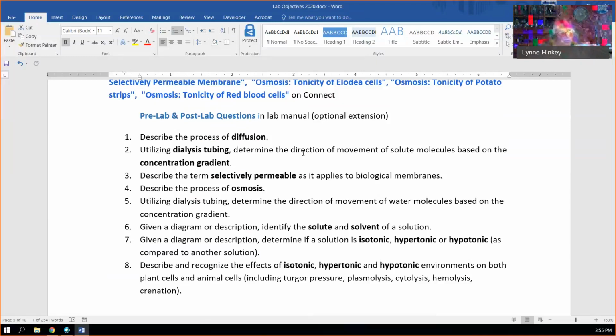solute to 60% solute. With a higher salt, water moves to the hypertonic solution. And then another place to use your words is when we're looking at plant and animal cells.